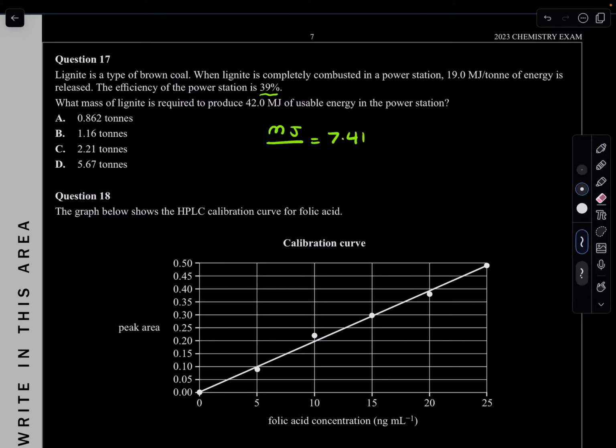All right. Now, we have this nice formula. What mass of lignite is required to produce 42 megajoules? So just sub in 42 in here, because in terms of megajoules, it's just 42. And we can calculate T, which is your tons, so how much mass. T is equal to 42 over 7.41, which is 5.68, like 5.66, somewhere around there. Yep. So D is your answer.